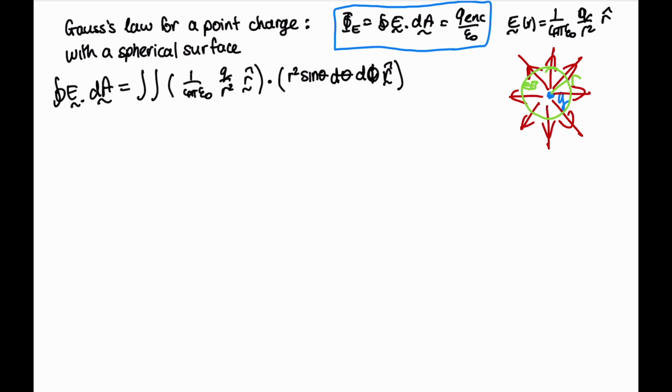And so we're taking the dot product between 2 parallel vectors here. And because we're going over d theta and d phi, well, theta, that's the angle with the x-axis. So that goes from 0 to pi. And phi, that's around the circle of the xy plane. So that goes from 0 to 2 pi. So now we've got an integral that we are going to need to solve.